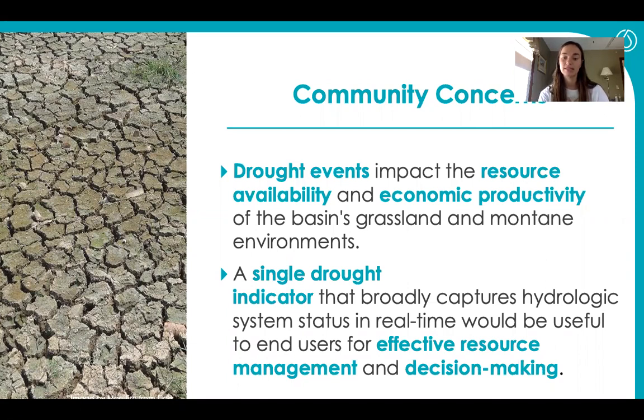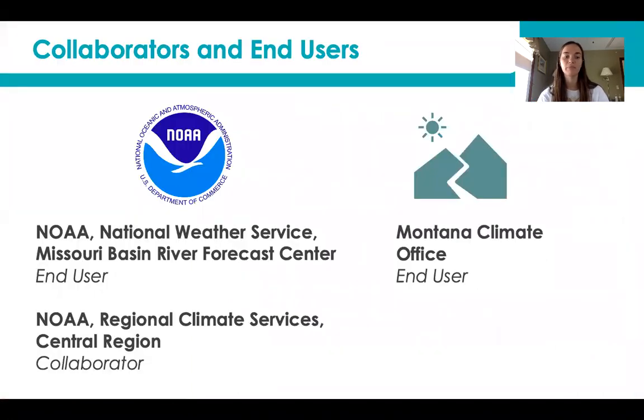And a single drought indicator would be effective for resource management and decision making. So we partnered with NOAA National Weather Service's Missouri River Basin Forecast Center, Montana Climate Office, and the NOAA Regional Climate Services Central Region in order to achieve this goal.